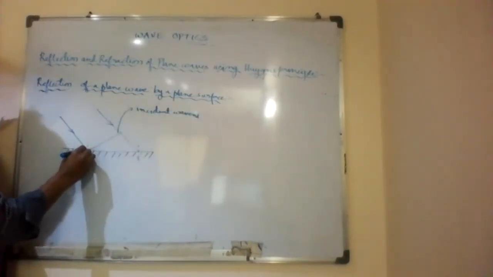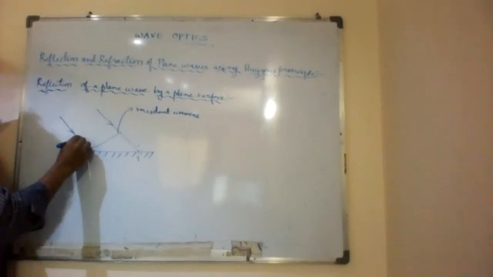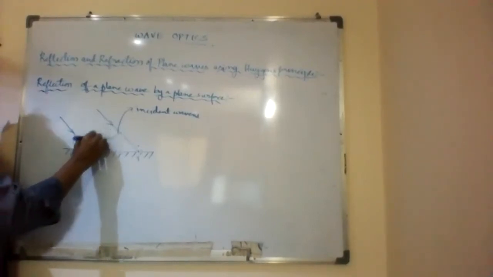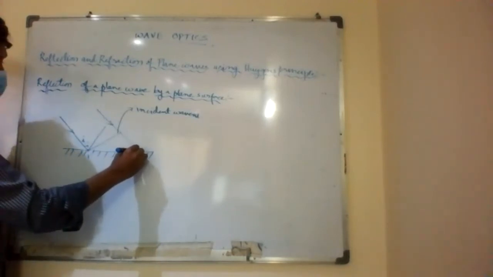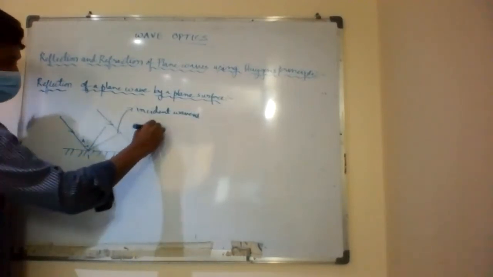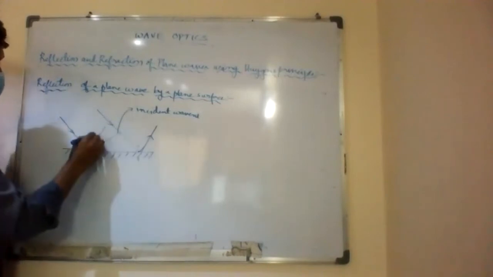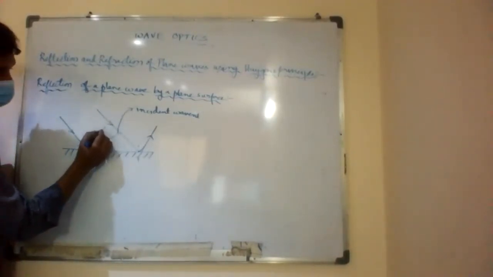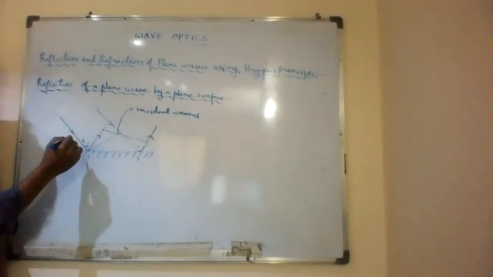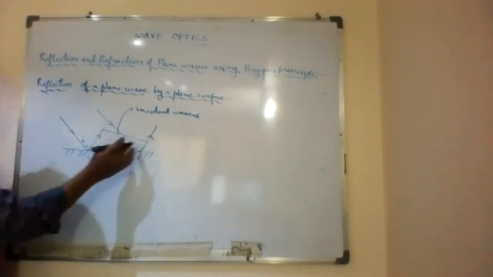Now what happens? We already know that the incident angle is I. It reflects back into the same medium, right? So this also will reflect back into the same medium with the same angle. This and this will reflect. Now what happens? This will become something like this.